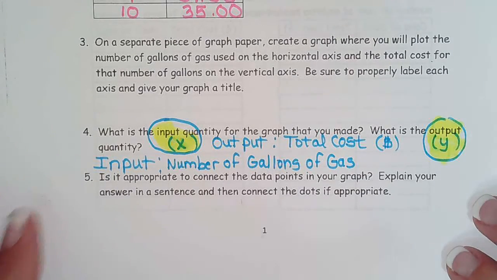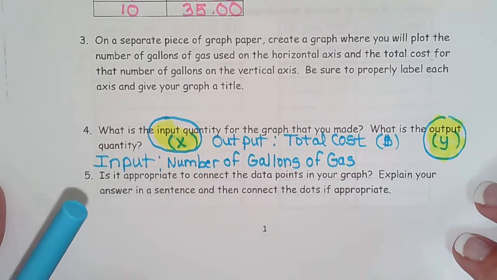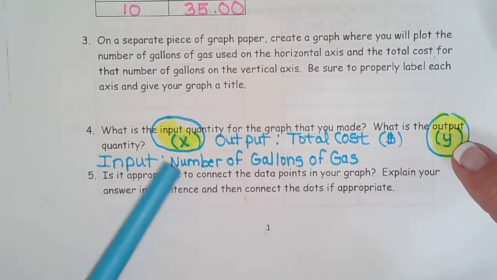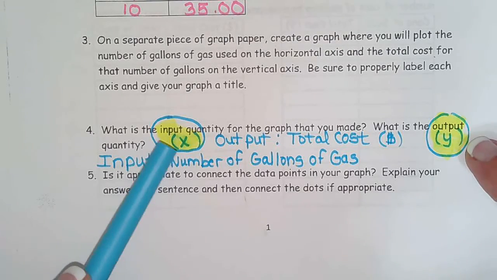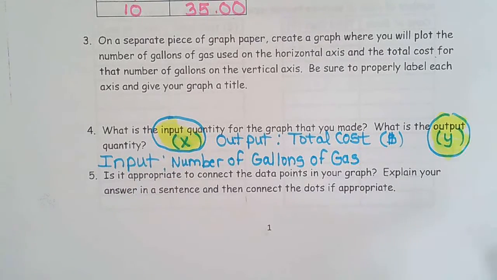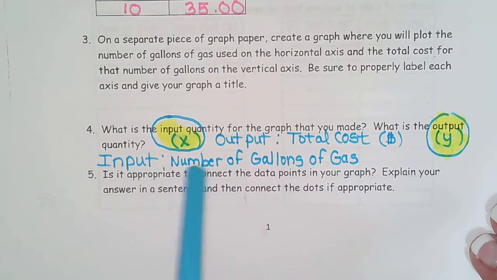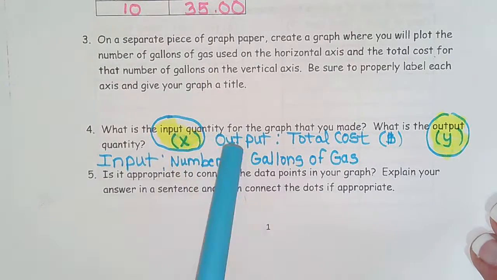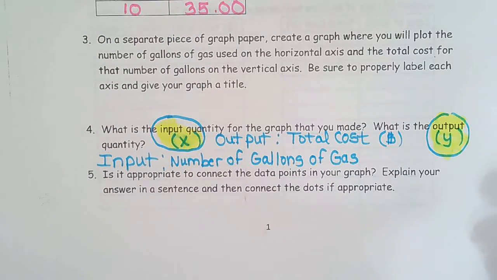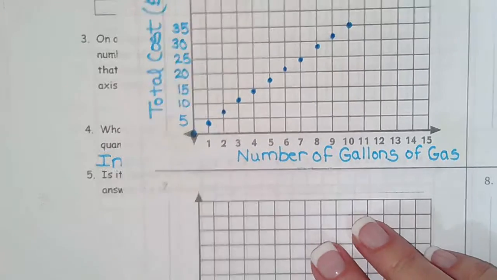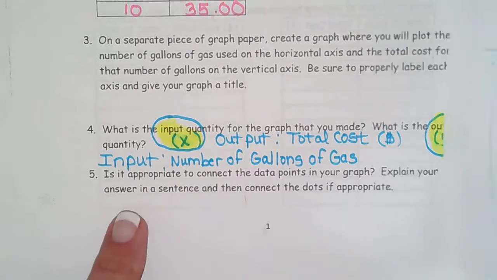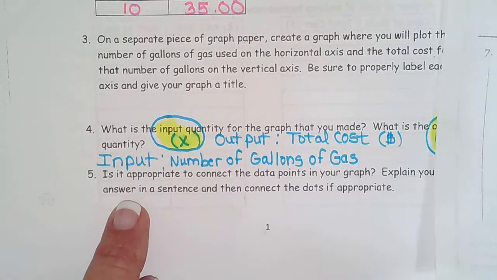Let's go ahead and finish up page 1 of this new packet. So we had just highlighted input is X, output is Y for you to remember. So you look at your T table, input, number of gallons used, output, total cost. Next question is it appropriate to connect the data points in your graph? So this is the question you should ask yourself when you're answering this question.